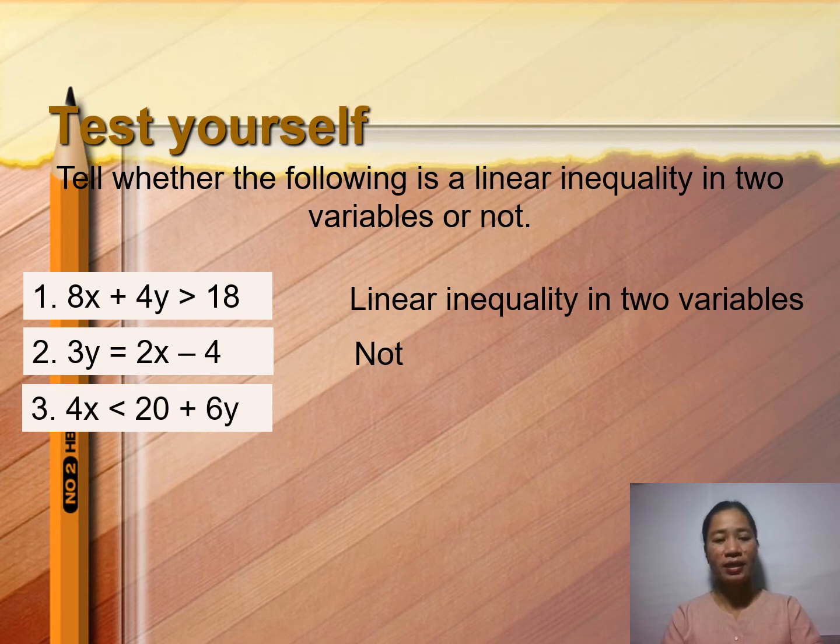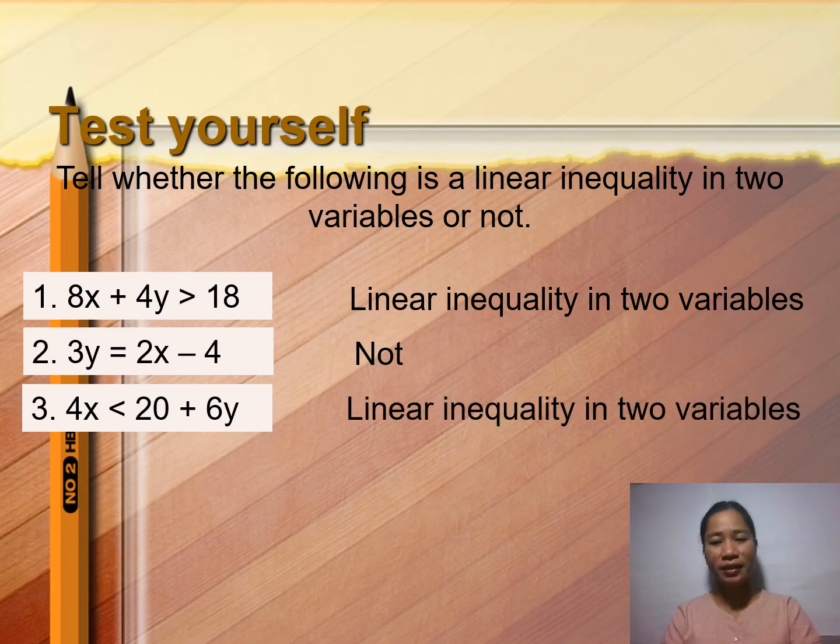Next, 4x is less than 20 plus 6y. Is it a linear inequality or not? Okay, linear inequality in two variables. So, meron siyang two variables, x and y. Although hindi siya naka-standard form, we can still consider that this is a linear inequality. Pwede naman kasi natin gawing standard form. We will just transfer 6y on the other side or the left side. So, it becomes 4x minus 6y is less than 20.